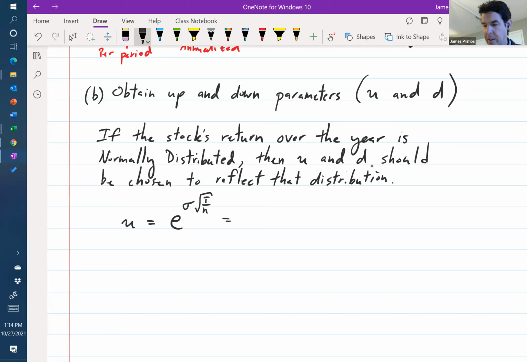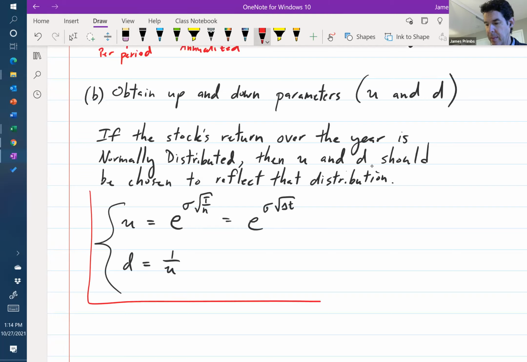Okay, or you can write it as sigma square root of delta T. Okay, so we have that. And then D in this model is very simple. It's just 1 over U. So we're going to stick both of these together. And I'm going to highlight these as well.